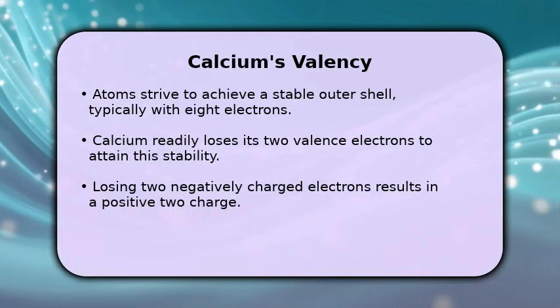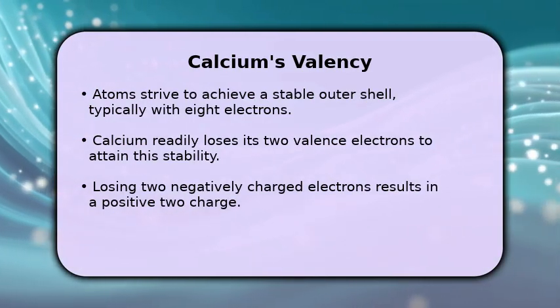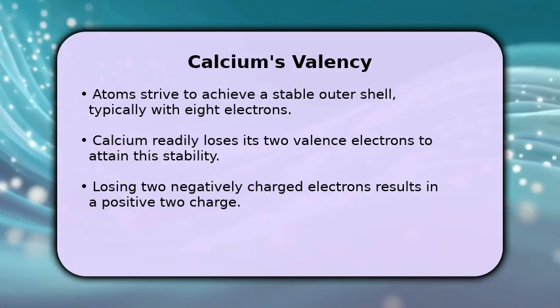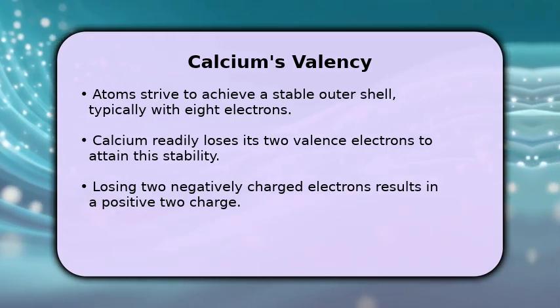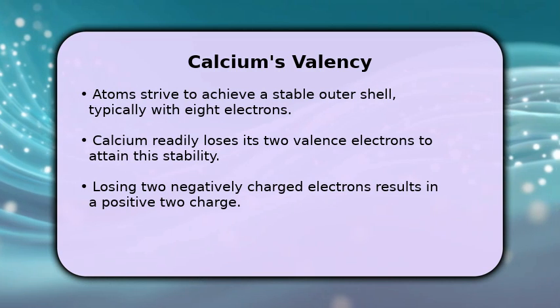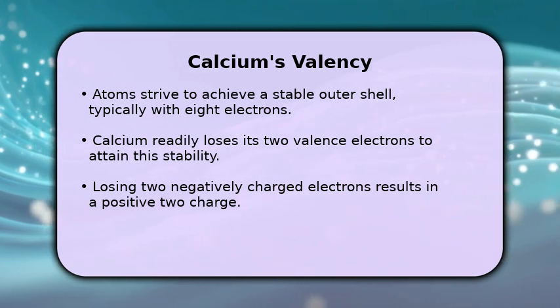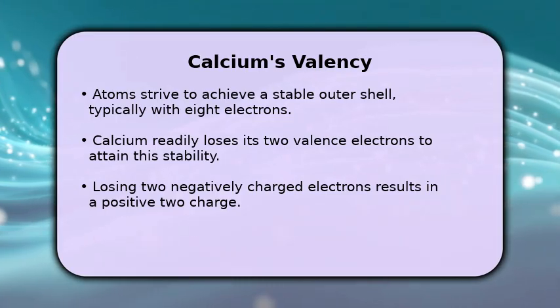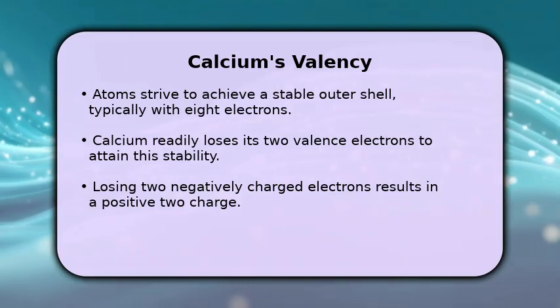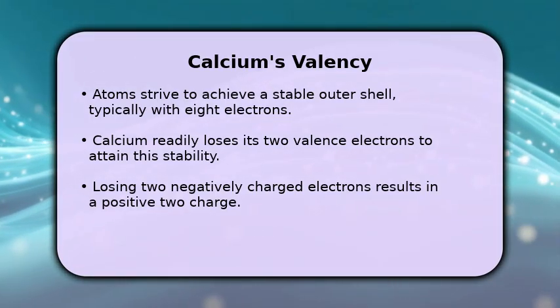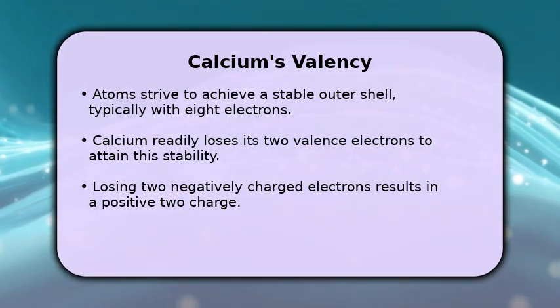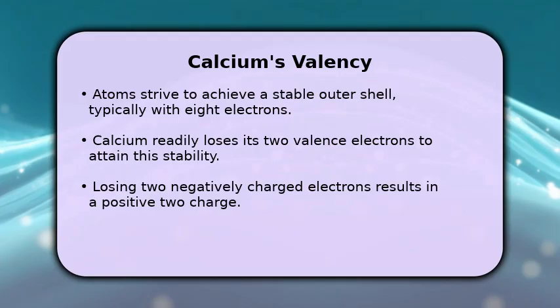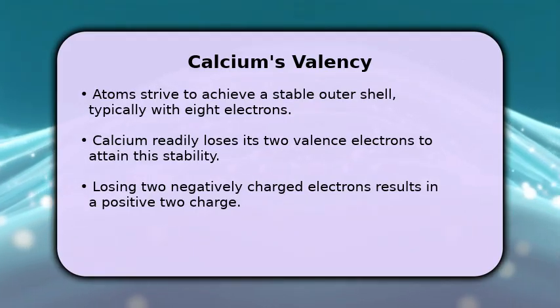Finally, let's determine calcium's valency. Atoms aim for a stable electron configuration, often by having 8 electrons in their outermost shell. Calcium, with its 2 valence electrons, finds it much easier to lose these 2 rather than gain 6. By losing 2 electrons, it achieves a stable configuration and forms an ion with a positive 2 charge. This tendency to lose 2 electrons means calcium's valency is 2.